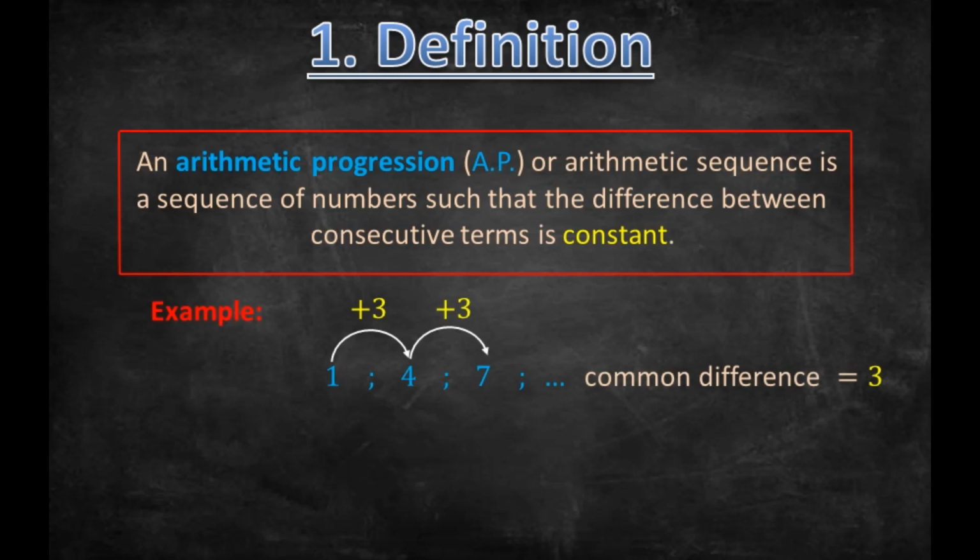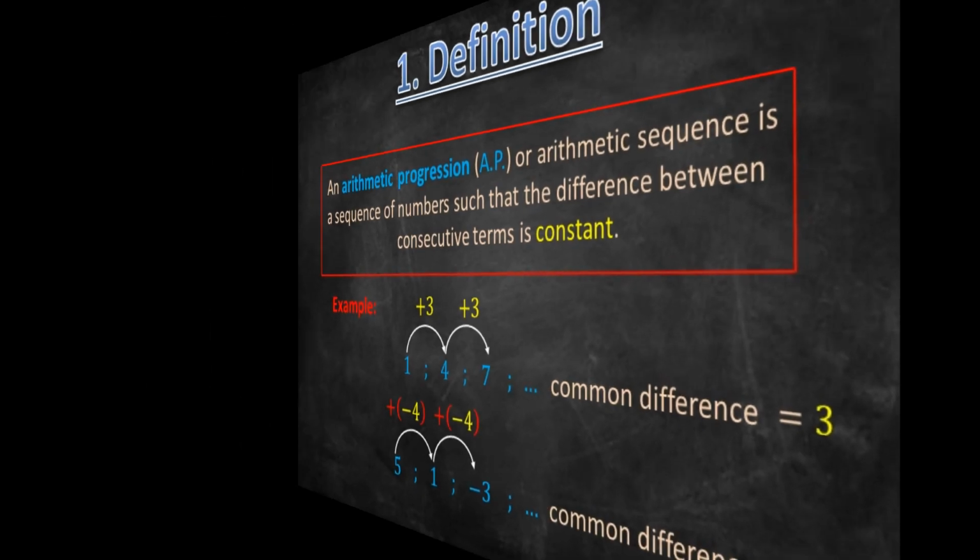Let's take a second example. Let's say we have the sequence of numbers 5, 1, -3, etc. In this case, we are subtracting 4 each time, or seeing it in another way, we are adding -4, so the common difference is -4.